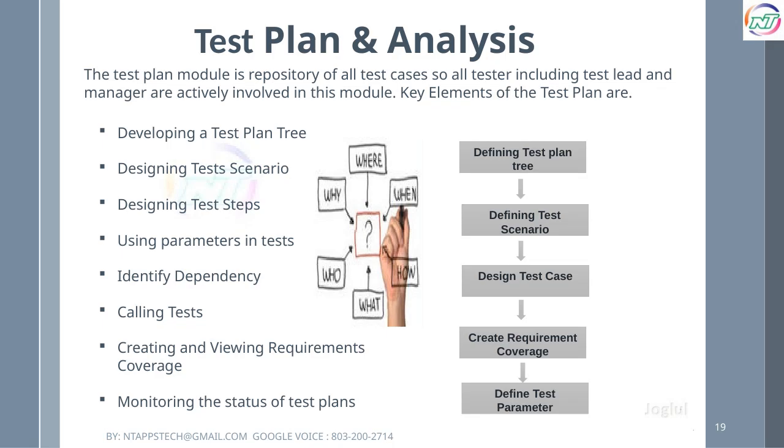Now let's look at designing a test plan tree, which helps us organize our testing efforts systematically. This process involves creating detailed test scenarios, breaking them down into specific steps, and using parameters within tests to handle different data inputs or conditions. It's important to identify any dependencies between tests so that the execution order makes sense. Sometimes you'll need to call or reuse existing test cases to keep things efficient.